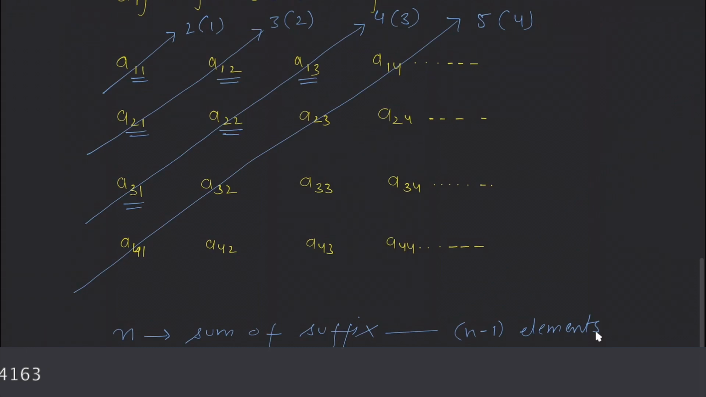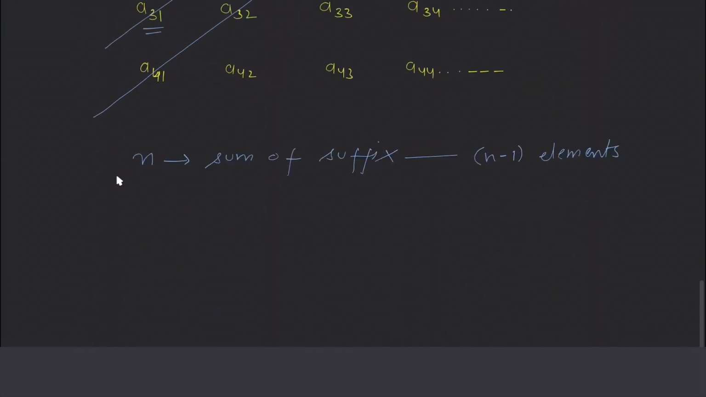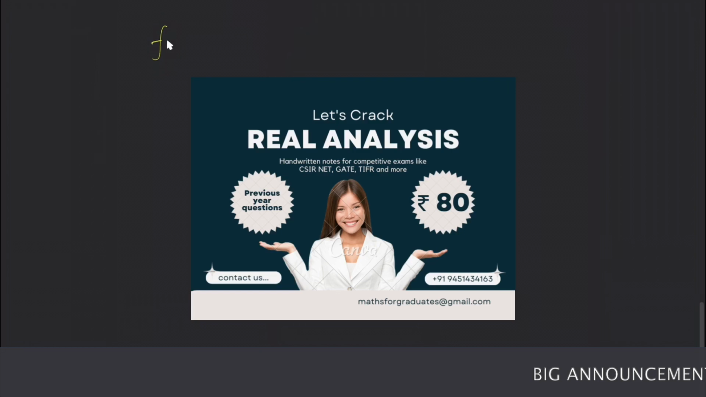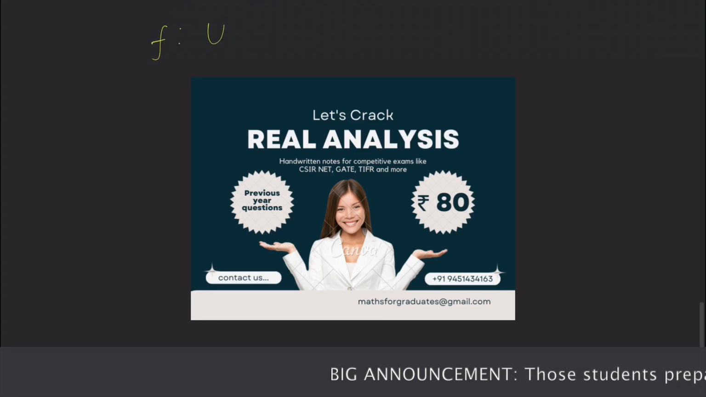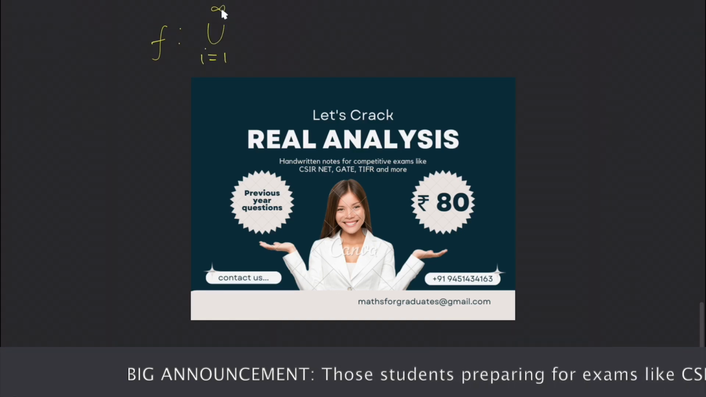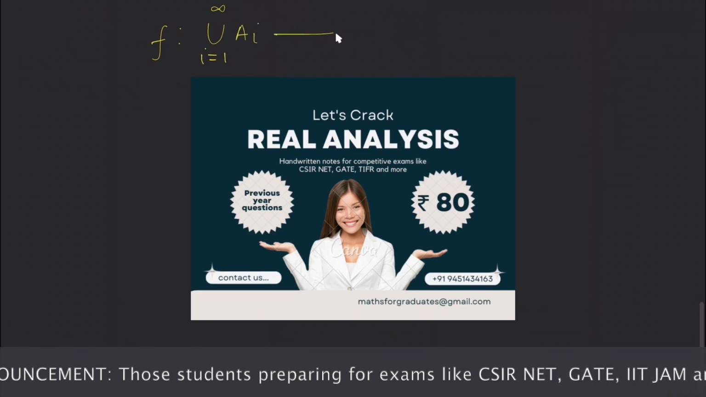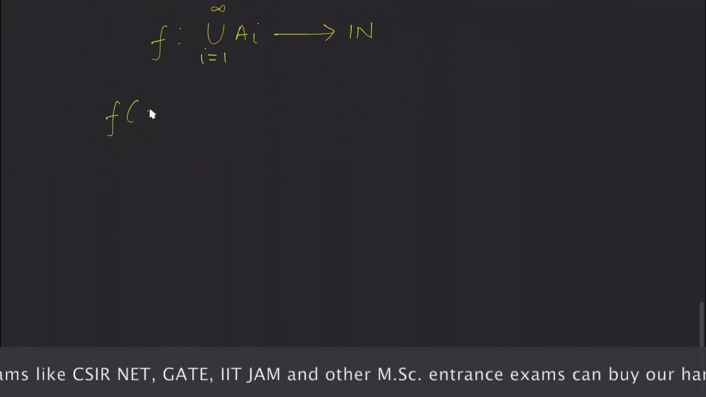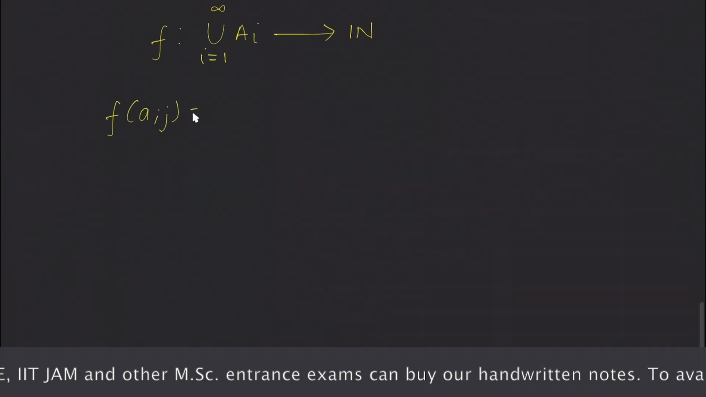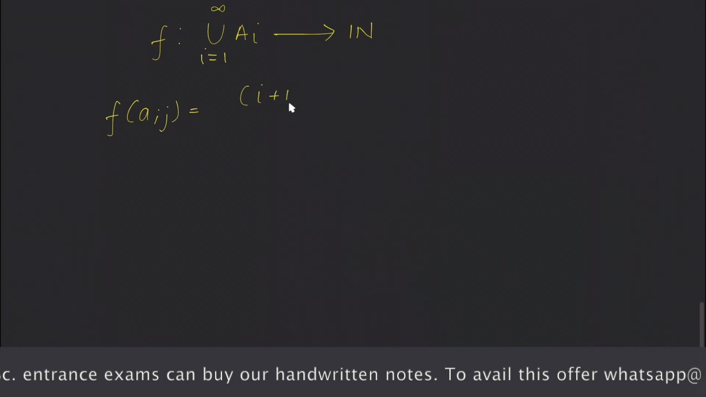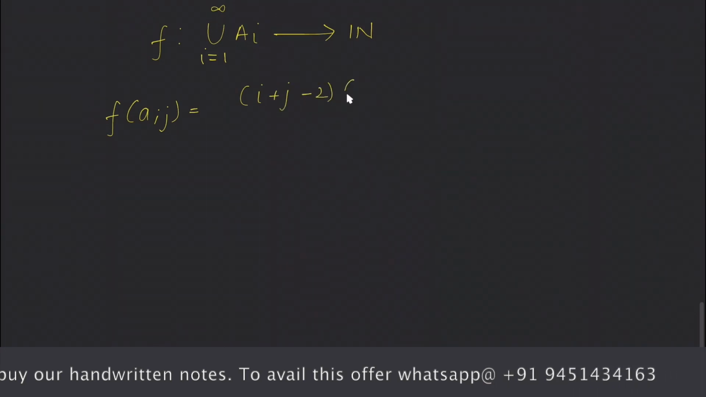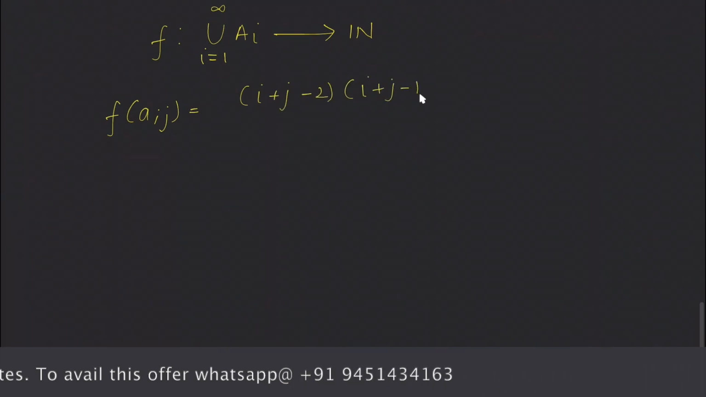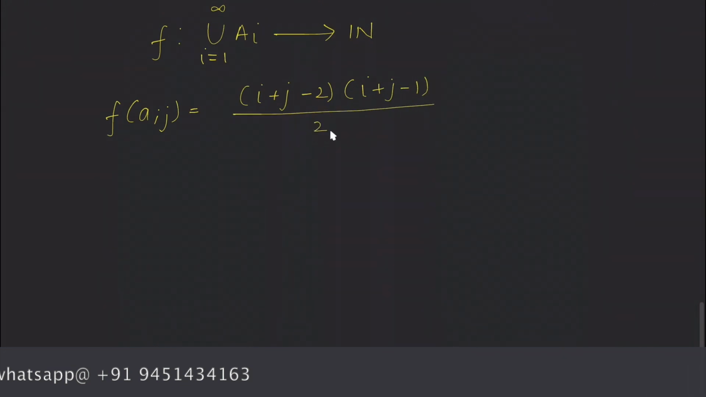So let's define a mapping. The mapping is from the set of union, i running from 1 to infinity, Ai, to the set of natural numbers. And the mapping is defined as f of Aij equals (i plus j minus 2)(i plus j minus 1) over 2, plus j.